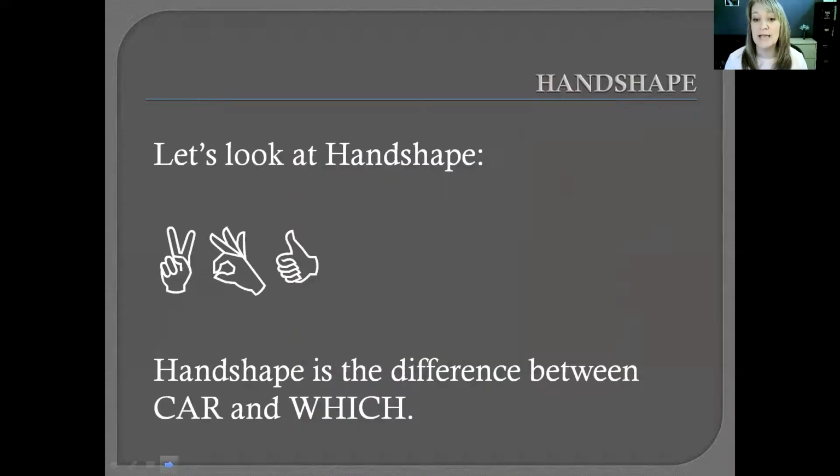So first, let's look at the first one I mentioned there, hand shape, okay? Hand shape is the difference between car and which. So let me back up a little bit so I can sign these for you. So here's car and here's which. They look about the same, don't they? But they have a different hand shape, and changing that one parameter changes the meaning.